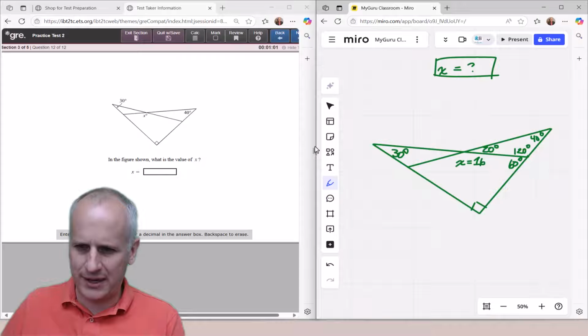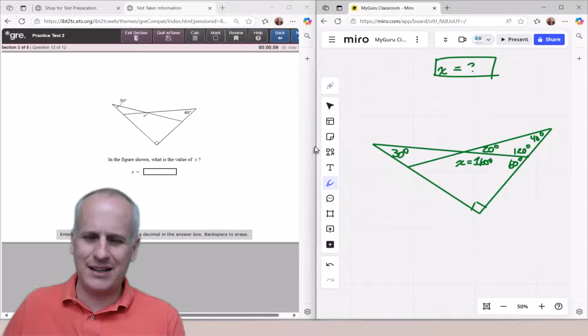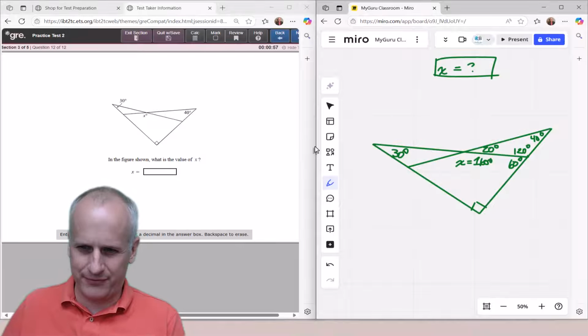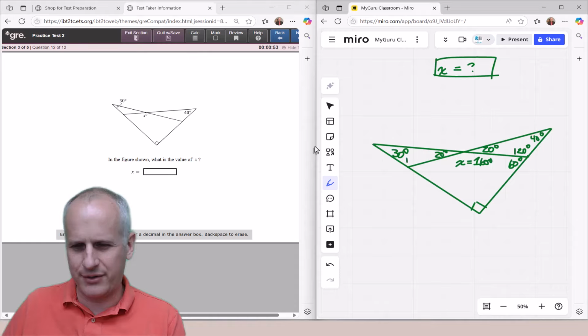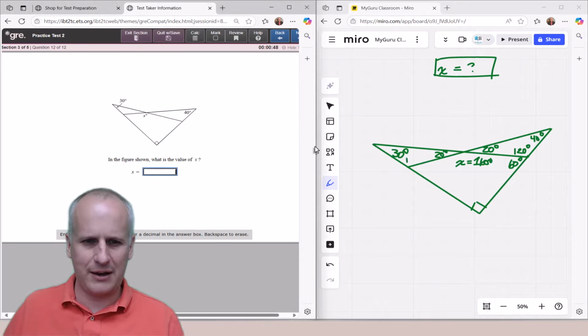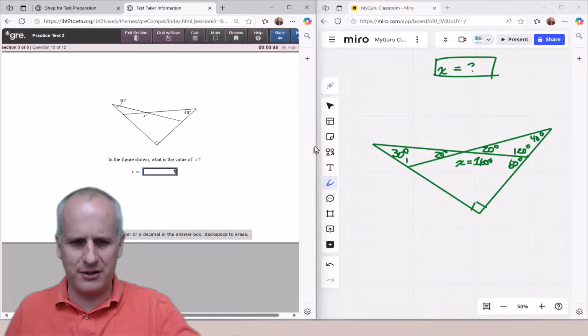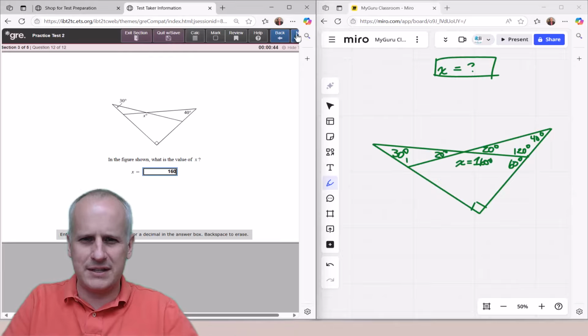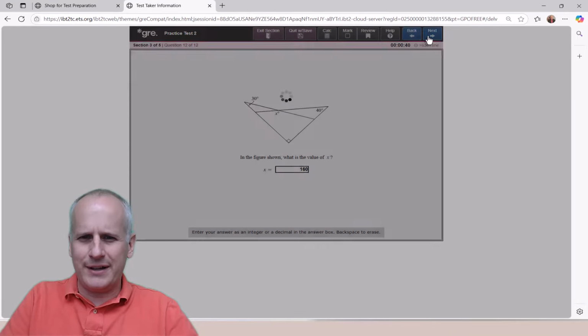There's our 160 degrees. And if I really wanted to prove this out, I could end up figuring out that this has to be 20 degrees as well, and then that's going to have to be 130, and so on and so forth. But I don't need to. I've got the solution. And when you've got a numeric entry, you just come over here, type in the correct answer. You've got 160. And then when you're done with the section, you'll hit next.